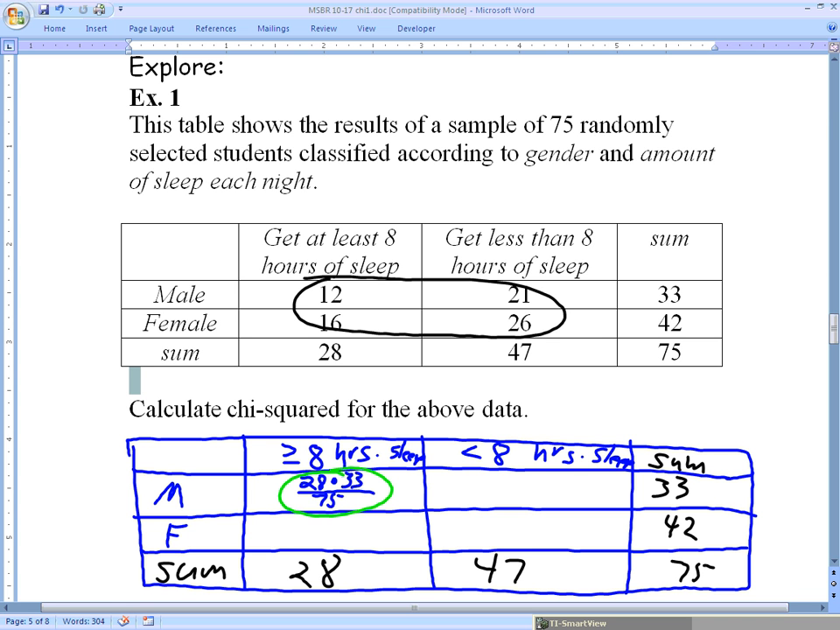We can throw that in the calculator. Now, you have to be careful when you put this in the calculator because there is a group, 28 times 33, so we should use parentheses there or do it in multiple steps. But 28 times 33 divided by 75 gives us a value of 12.32.